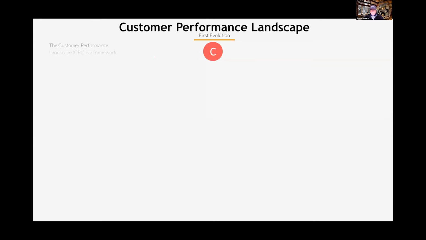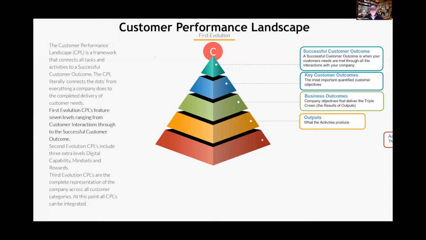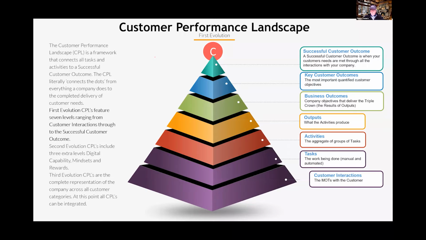So here's one with a slightly different perspective. It just goes down to the moments of truth here. On the previous diagram, that was the red layer and then it goes above. And we refer to this CPL as the first evolution. It doesn't have the layers that sit below it, for instance. But it's enough to be able to work on.